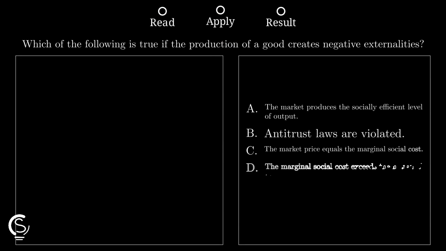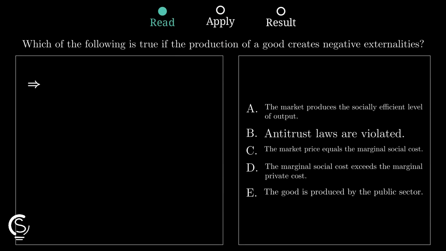First, understand that a negative externality means the production process creates a cost for society that the producer does not pay for. This gap represents a hidden external cost for everyone.